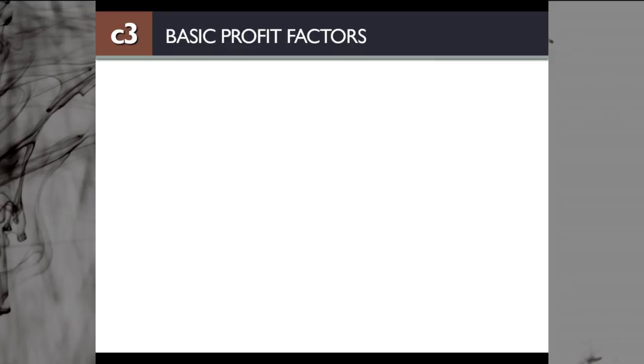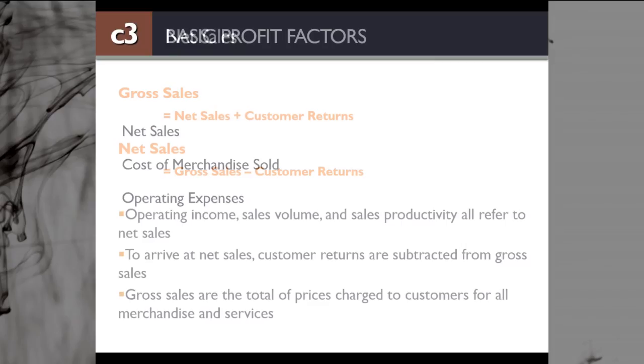In the last class, you learned this profit and loss statement, and there are three important basic profit factors described in the profit and loss statement. And these are net sales, cost of merchandise sold, and operating expenses. And today you will learn a little bit more details about these components. So let's start from the net sales.